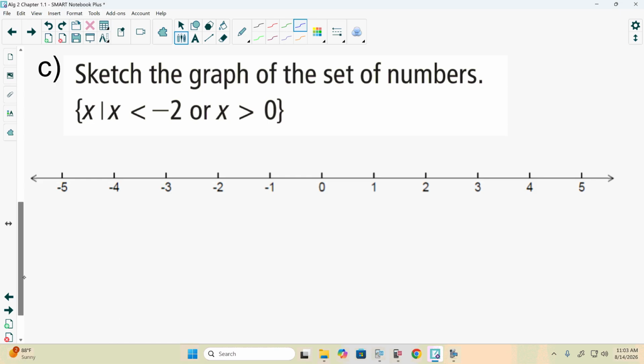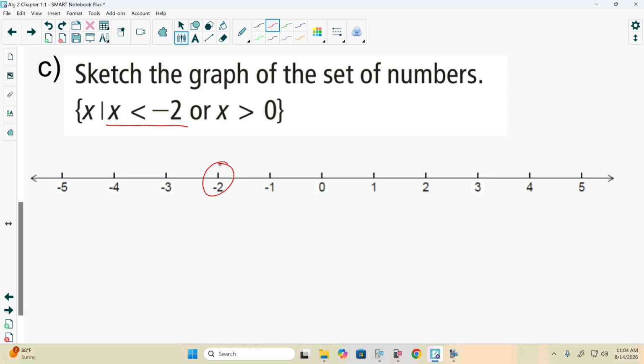Sketch the graph of the set of numbers. So for all real numbers x, such that x is less than -2 or x is greater than 0. 2 statements, we're going to graph them independently. Now, it doesn't matter which one we graph first. I always graph the one listed first, but it doesn't matter for the order of this. Now, the number they give me for this unbounded set is -2. Would -2 be included in our solution set? No, we don't have that equal sign underneath it, so it's going to stay open.